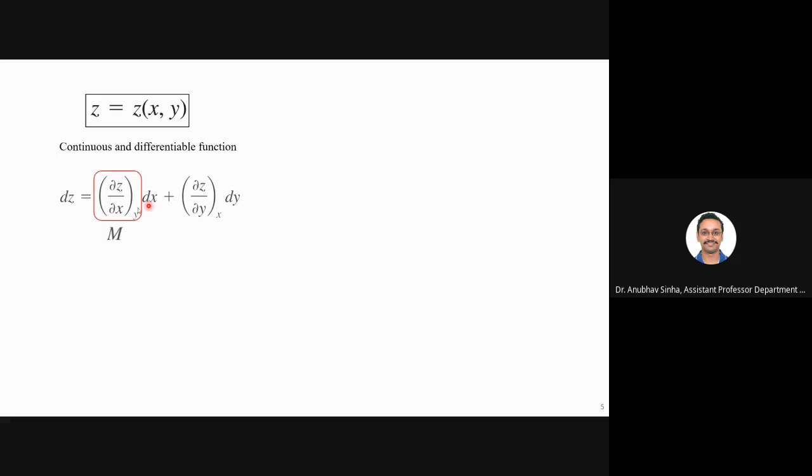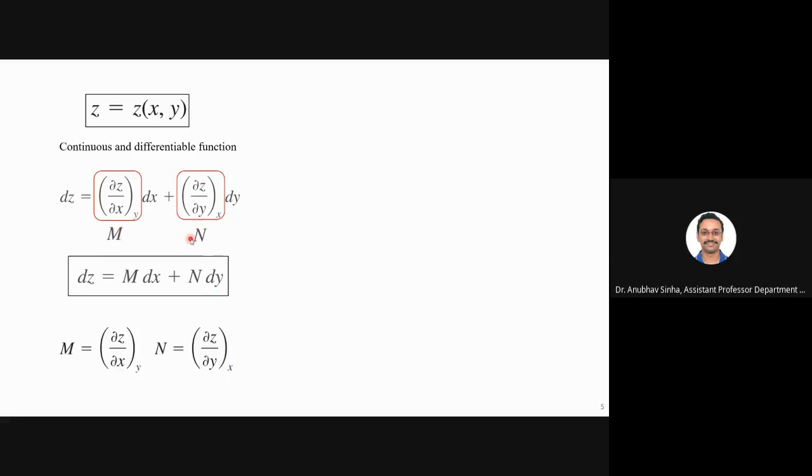Now let us say the quantity in this square box is M and this quantity is N. So can I write dz as, instead of this, M dx plus N dy? Is this clear to everyone? Yes, sir. We are just replacing this by M and N, that's all. Now this is how we define M and N, right? If I differentiate this once more with respect to y, can I write this as del square z by del x del y?